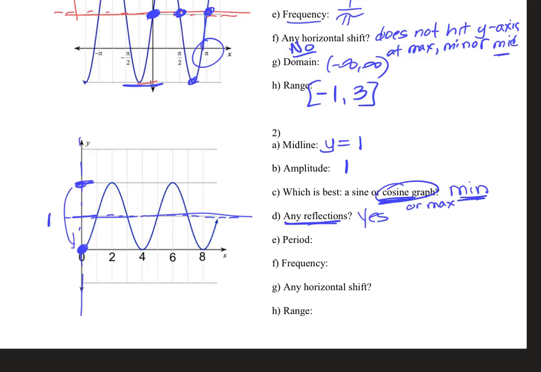The period is how long it takes to get those 5 dots. So here are the 5 dots: 1, 2, 3, 4, 5. I hit it at 4, bam. Okay, the frequency is just 1 over the period. Horizontal shift, since it hits at the minimum, no. And then the range is the lowest value, which is 0, to the highest value, which is 2.